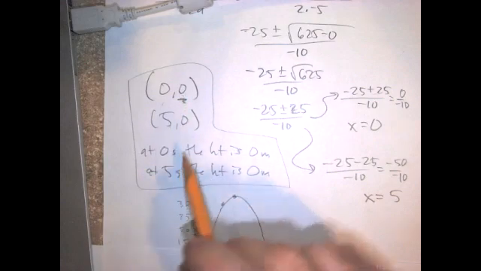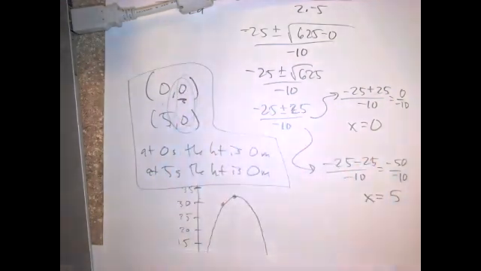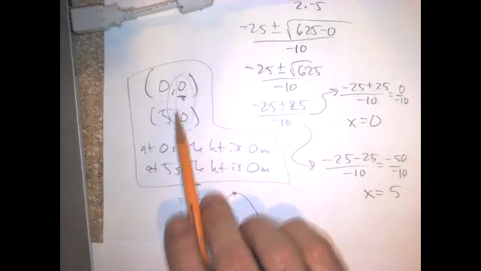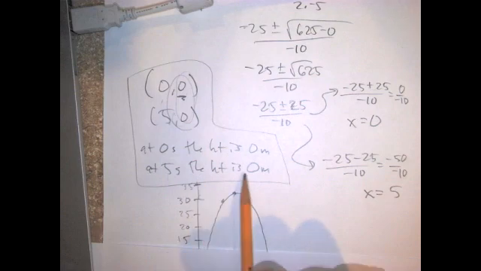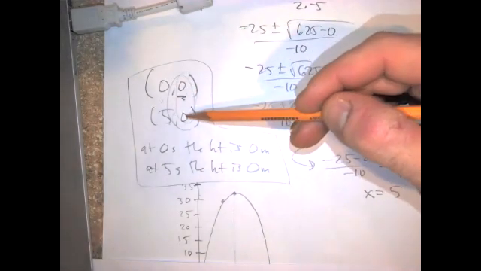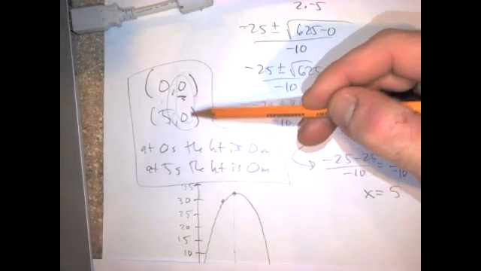At 5, I know I'm getting out 0, right? Roots are just where I get out 0. So that means at 0 seconds, the height is 0 meters. And then at 5 seconds, the height is 0 meters. Basically when the ball is at the ground level. This is when I first shot it in the air. This is when it comes back down and hits the ground.